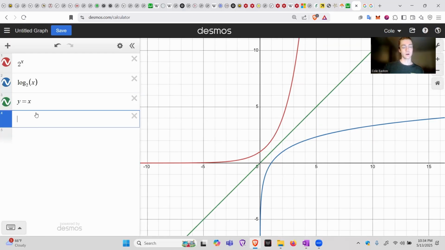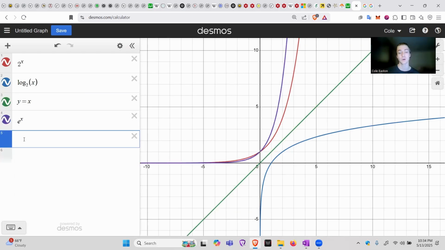I'm also going to graph some other exponential functions. So I'm going to put e to the x here. That's this purple graph. We can see that it looks pretty similar in overall shape to 2 to the x. So if you're just sketching them, basically any given sketch that works for one should work for the other, as long as there's not a ton of detail. And the inverse function of e to the x is ln of x.